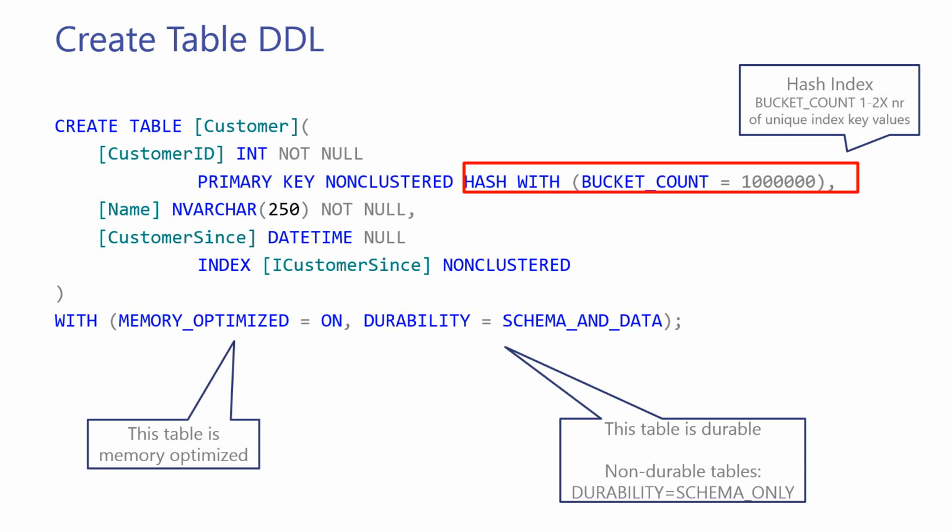And usually we recommend using between 1 and 2 times the number of unique index key values as the bucket count. But it is usually not a problem if you oversize it. So if it is like 10 times the number of unique index keys or 10 times the number of rows, that is usually not a problem.